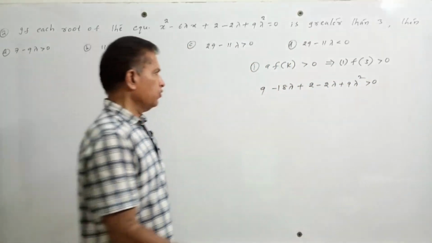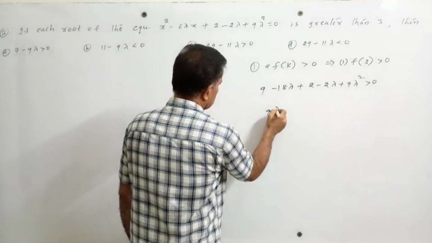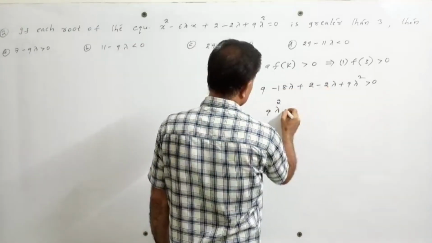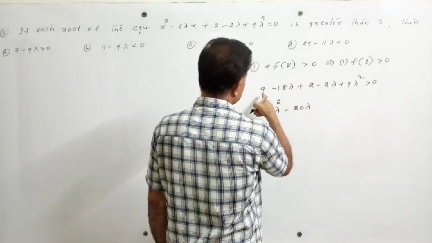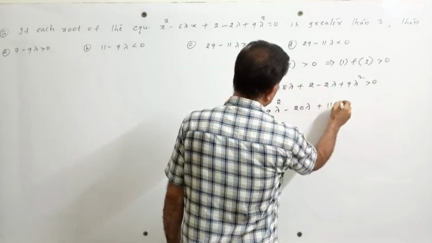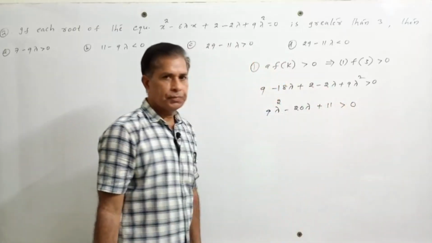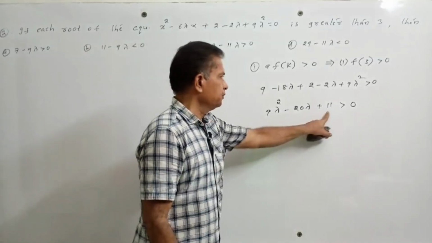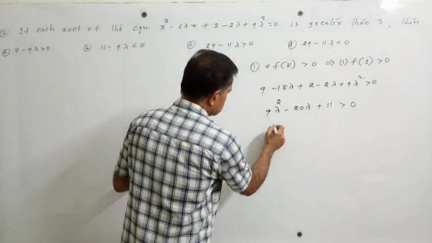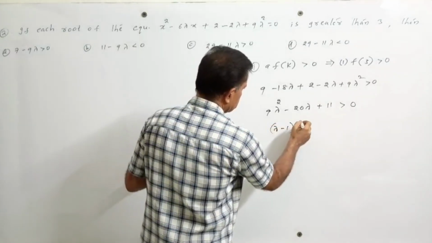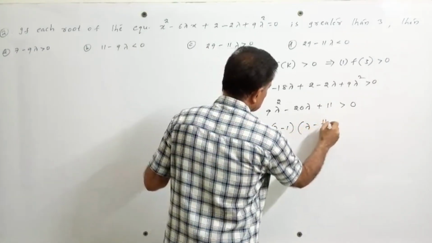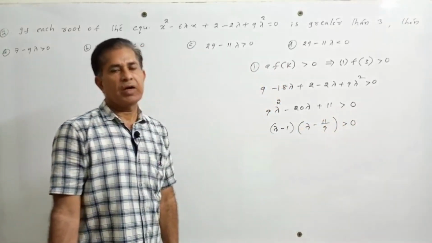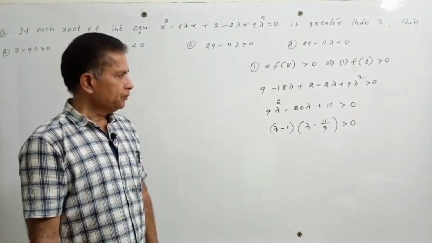Convert this into standard form. So first I am writing 9 lambda square minus 18 lambda minus 2 lambda becomes minus 20 lambda, 9 plus 2 becomes 11, that is greater than 0. So factorizing this quadratic expression, this can be written as lambda minus 1 into lambda minus 11 by 9, that must be greater than 0. So these are the factors for the quadratic expression.